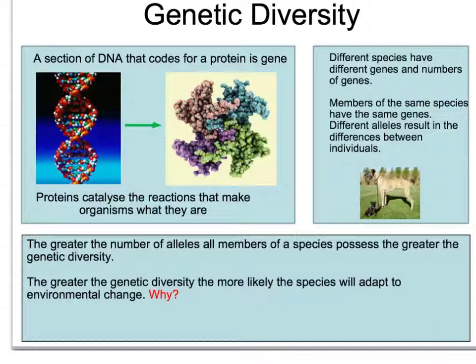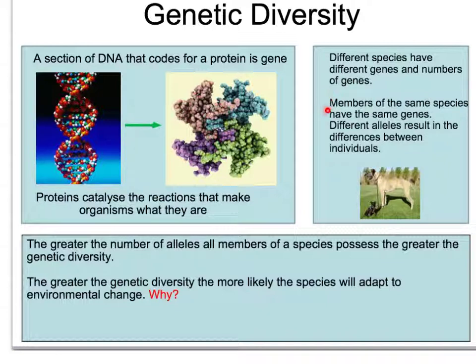Why is that important? Well, proteins can form enzymes that catalyse the reactions that make us who we are. So those reactions make us one species, and then the differences within a species will be down to those enzymes controlling certain reactions. So we just look at this sentence here. Different species have different genes and different numbers of genes. That's what makes them different to one another.